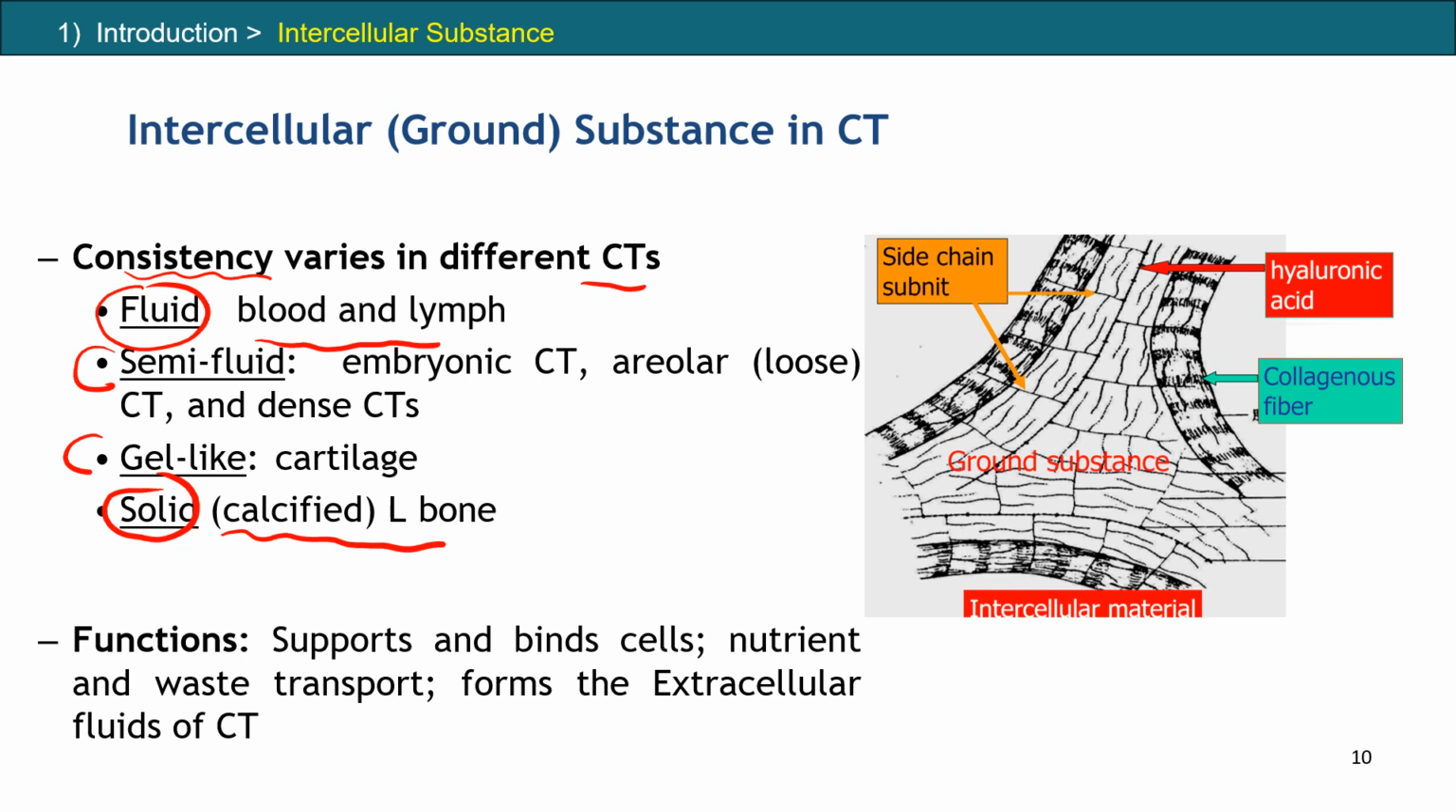So it can work as a support and bind cells in the extracellular matrix, but in the blood it can be in charge of transporting the nutrients and waste materials, and in other ones it can be in charge of forming the extracellular fluids of the connective tissue. Okay, so this is the third component again. There were cells, there were fibers, and now we finished with the intercellular components. Now I'm going to show you a schematic of your textbook that you can study for later because it has a lot of information.